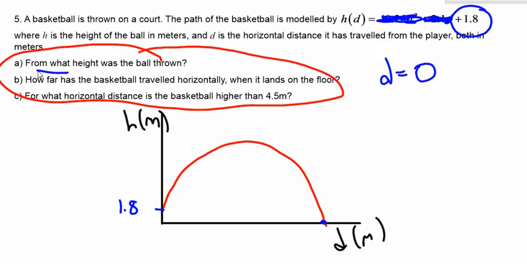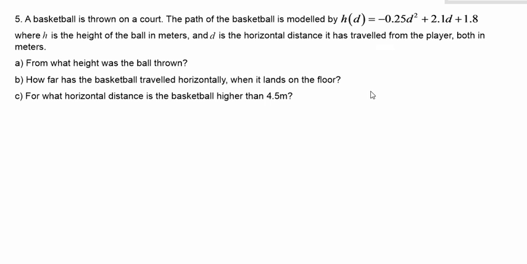From what height was the ball thrown? Well, hey, I've already answered that. The ball was 1.8 meters above the ground when it was thrown. No math required as long as you understand that in standard form, the initial height is always the c or constant value. All right, well, that one was easy. Let's look at the next one.